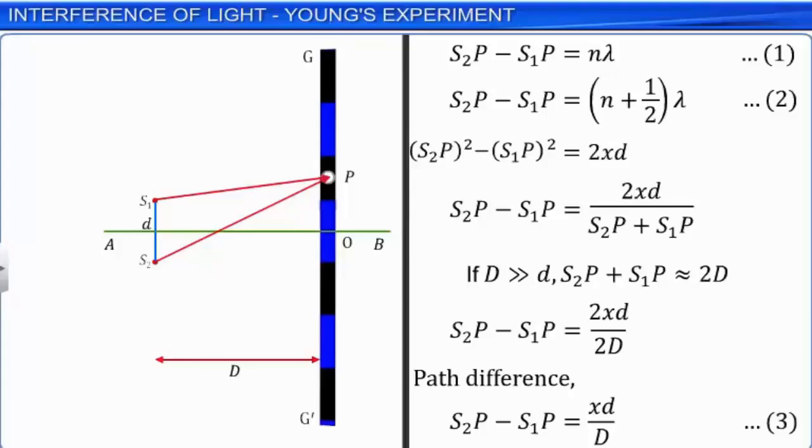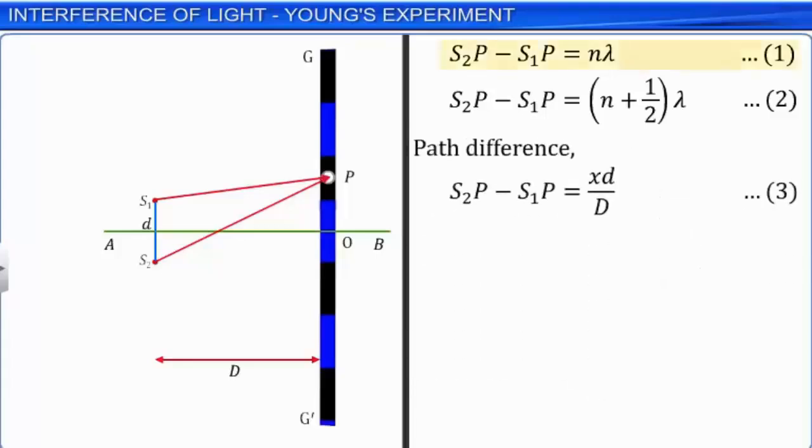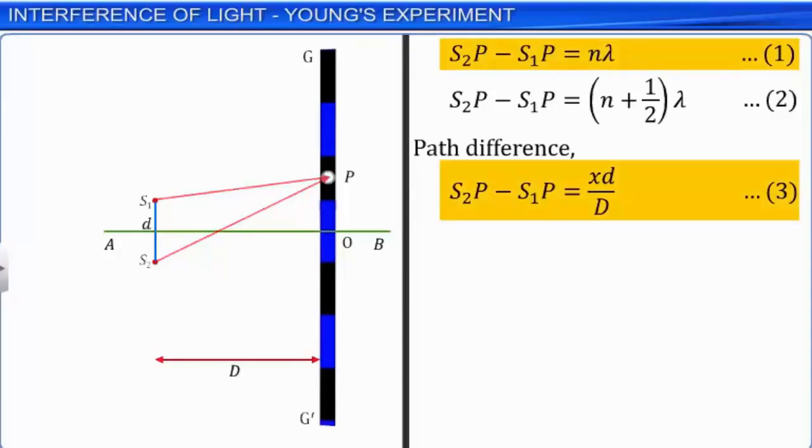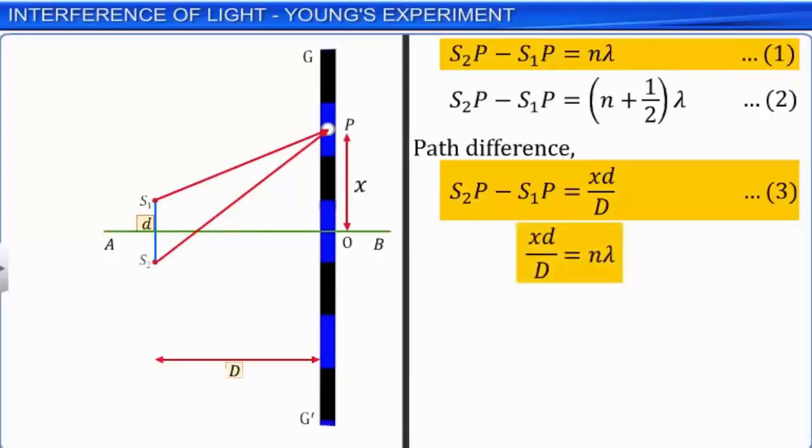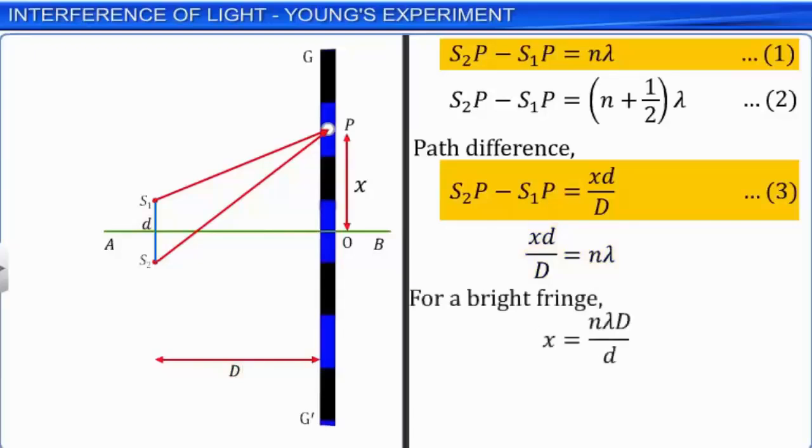From equations 1 and 3, the condition for point P to correspond to a bright band is x d by D is equal to n lambda, or x is equal to n lambda D by d. Let this be equation 4.